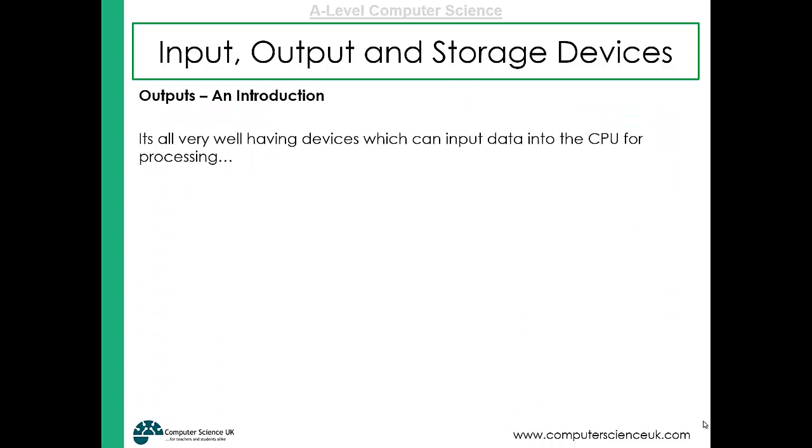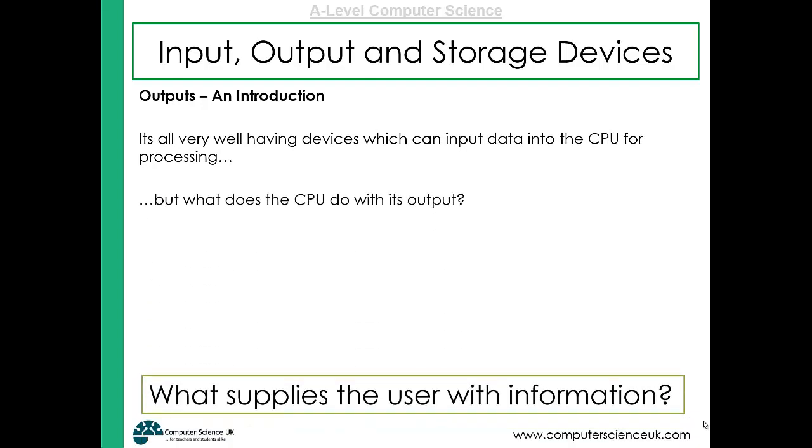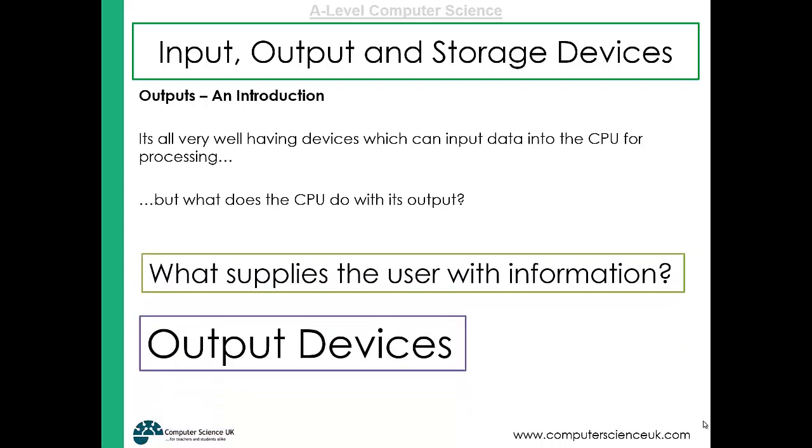Okay, outputs. So we've seen that input devices send data into the computer, so send data to the CPU. An output device is basically what supplies the user with information. So once the CPU has processed data, the information will be sent to an output device to provide information for the user.